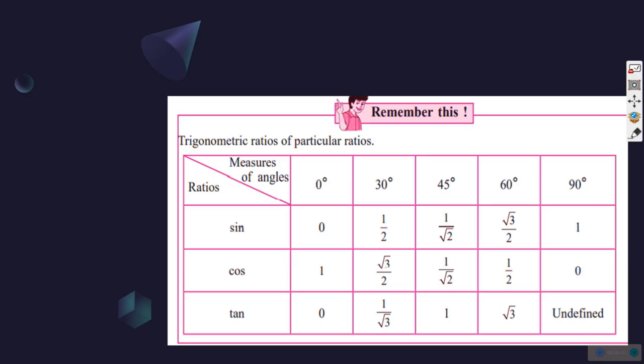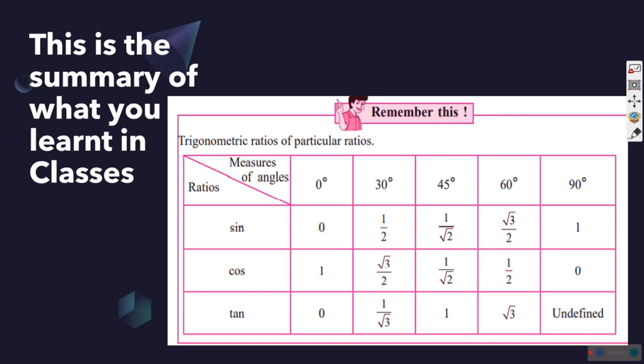standard textbook. This is the summary of what you learned in class 9 regarding trigonometric ratios. Especially, you remember that trigonometric ratio is applicable to a right angled triangle, and you also know that whenever you study a right angled triangle, the first thing that comes to your mind is that it has a 90-degree angle. Another thing that comes to your mind is the hypotenuse and adjacent sides. Hypotenuse is the side opposite to the 90-degree angle.